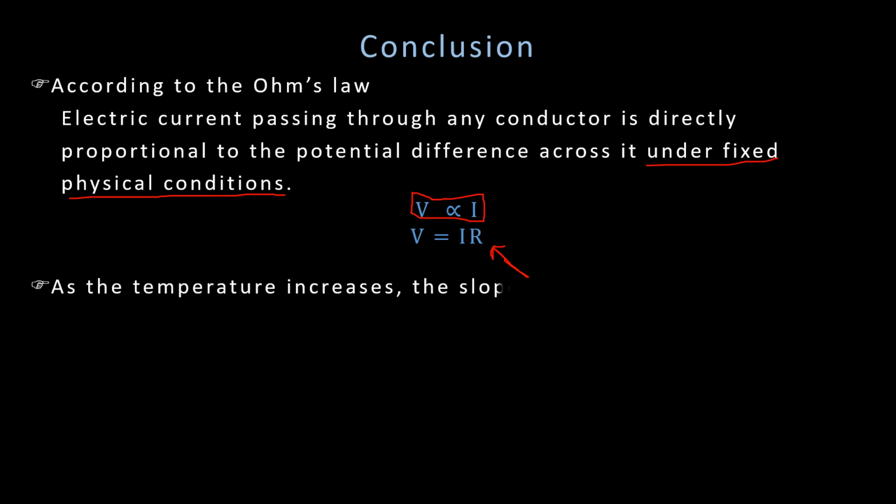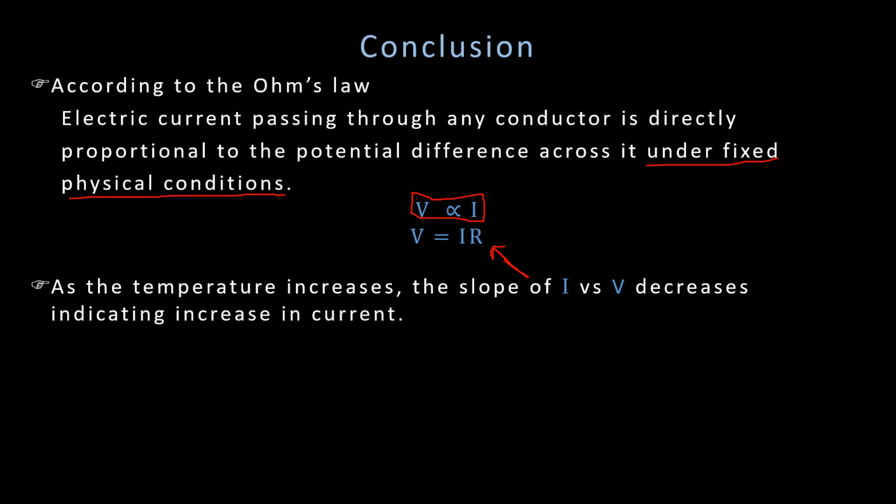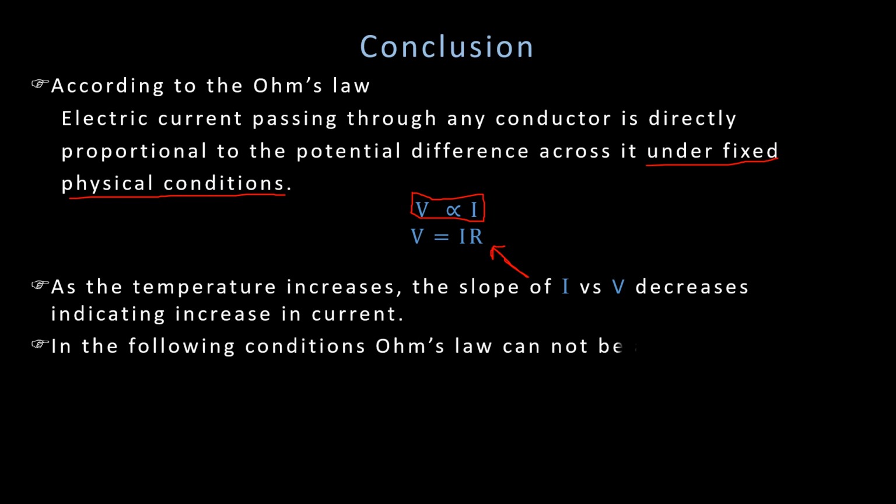We also know that as we increase the temperature, the slope of the I versus V graph decreases, because slope indicates 1 by R, the reciprocal of resistance. So you increase temperature, resistance increases, slope decreases for the I versus V graph, and if it is a V versus I graph, slope will increase. And what are the limitations of Ohm's law?